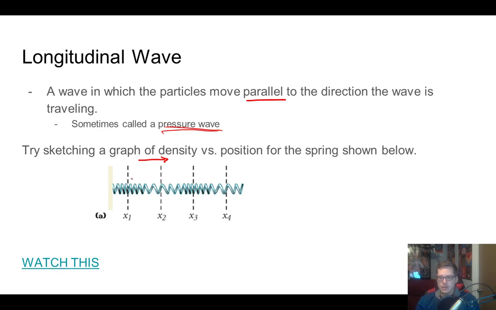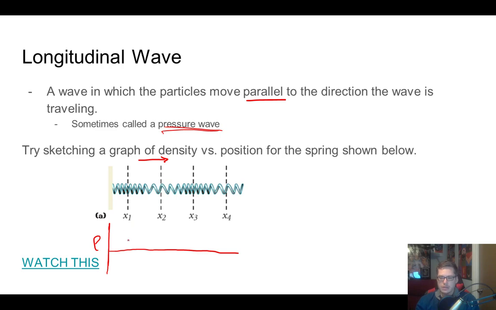Okay, now let's sketch a graph of density versus position. We're just going to do the same sort of idea here. So this is going to be our density, there's our rho for density, and this is our equilibrium line. This is where our line is at just normal. If your spring was just at rest, this is exactly how far apart all the coils are from one another.